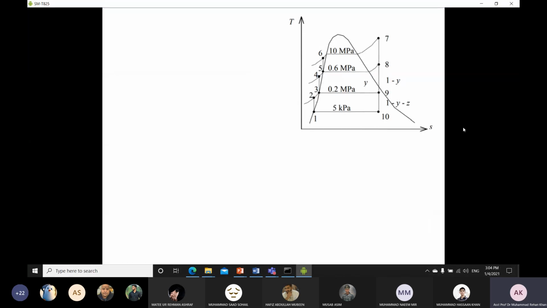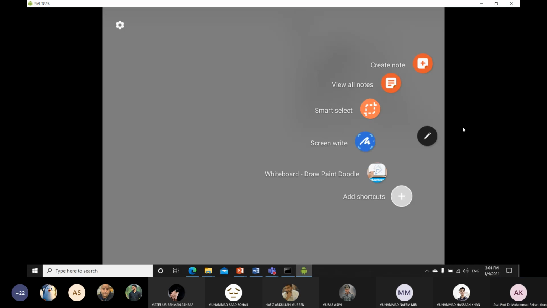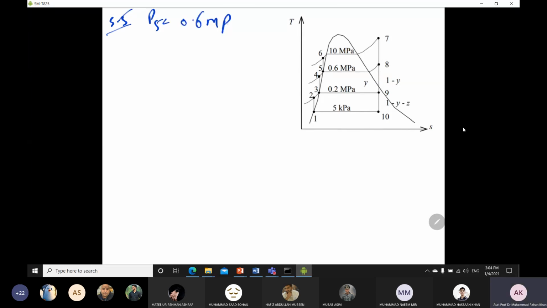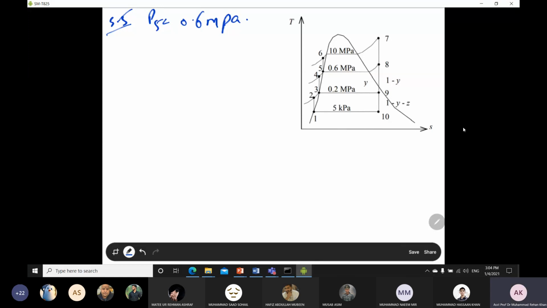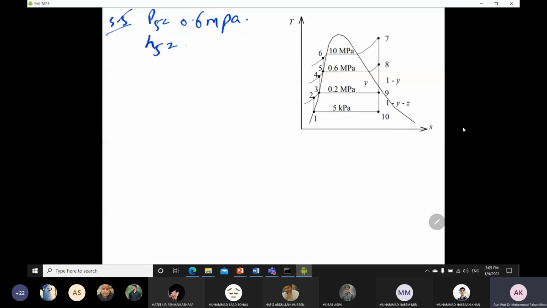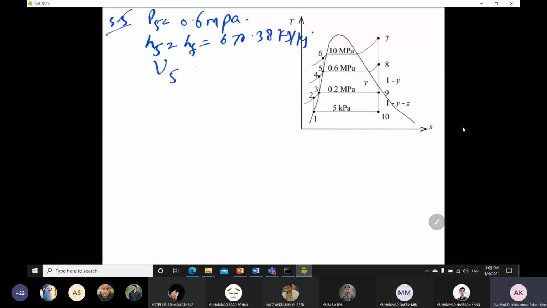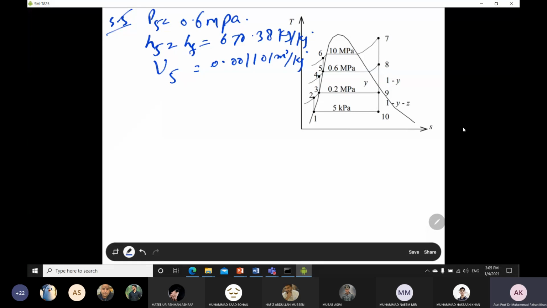Okay, so now coming towards state number 5. So for state number 5 also your pressure is given in the question. State number 5, P5 is given to you, 0.6 megapascal. And it is also a saturated liquid one. So you just have to go to the saturated liquid tables and you can find HF against your 0.6 megapascal and you can find the enthalpy value in kilojoule per kg. So specific volume at 5 is equal to 0.001101 meter cube per kg. So against the same pressure, you can find the specific volume also.